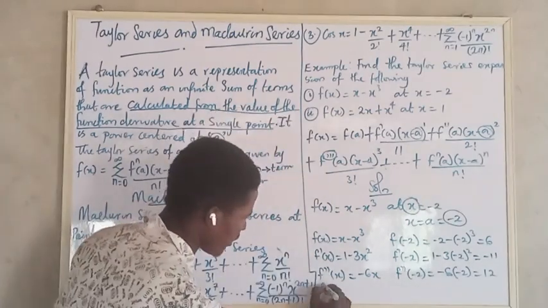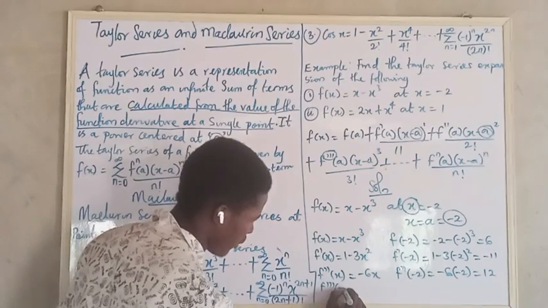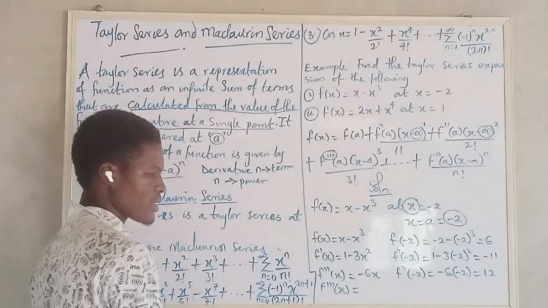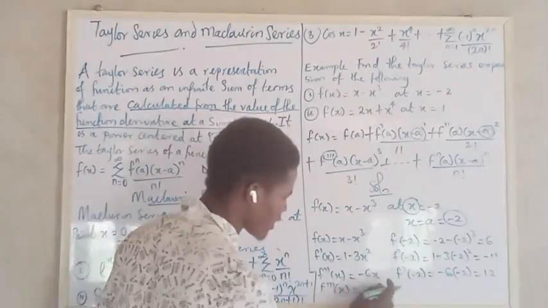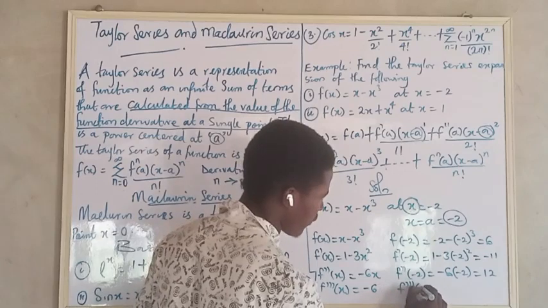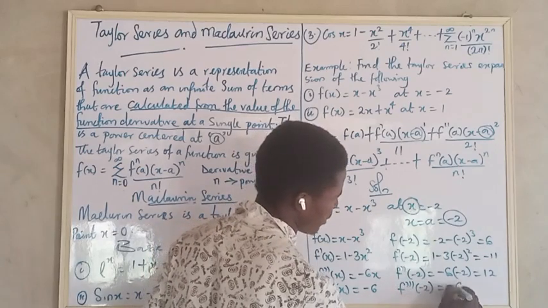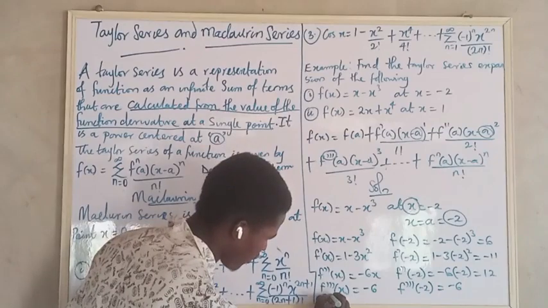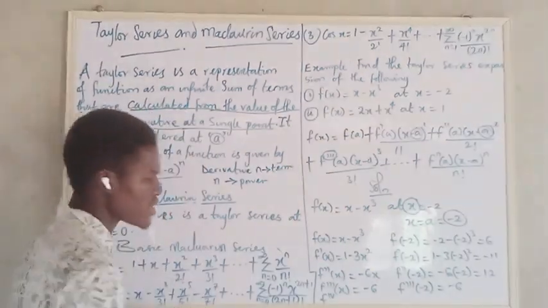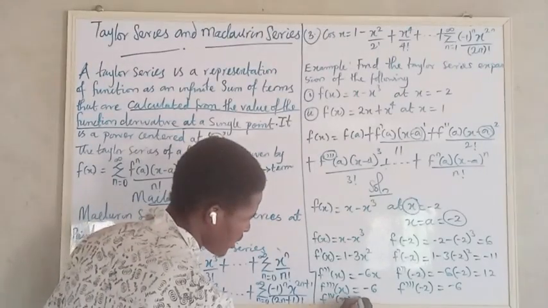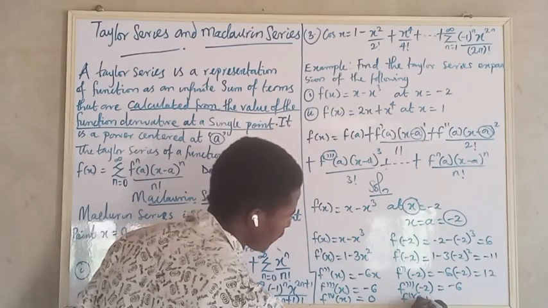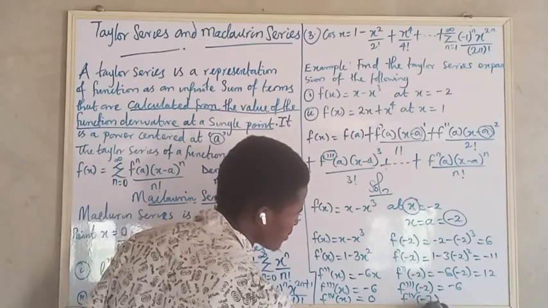12. Then you go again, f prime prime prime of x, the third derivative, until you get 0. So if you differentiate this again, you are going to have minus 6. Then f prime prime prime of minus 2 will also give us what? Minus 6. Then f of power 4. Now when you get to 4, you can start using Roman figure to represent it. So f4 of x, if you differentiate this, you get what? 0. And so the derivative of the function will also be 0.